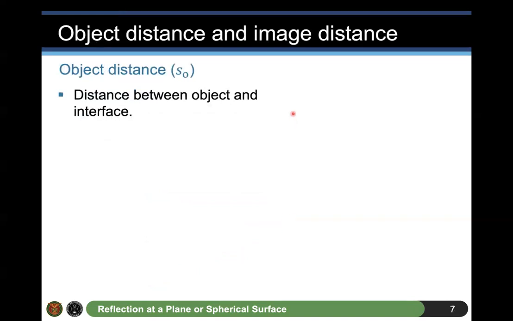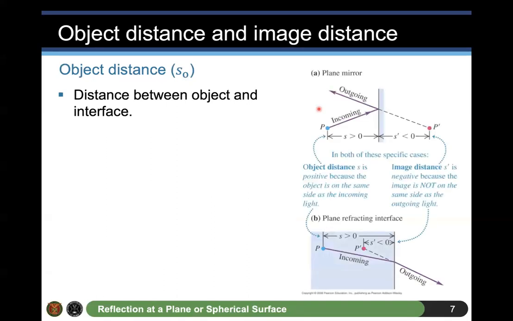So now, we define the object distance and image distance. Object distance, denoted by S_O, is the distance between the object and the surface or the interface. For example, here, if we have a plane mirror, this is the incoming light ray, this is the outgoing light ray. S_O is defined to be the object distance, the distance from the point object through to the surface or the interface. Okay.